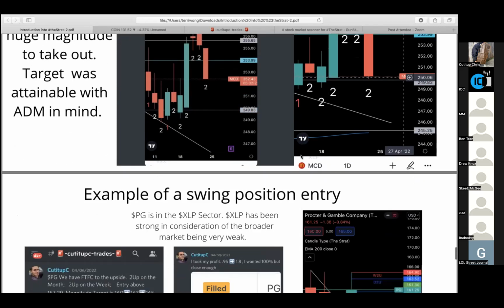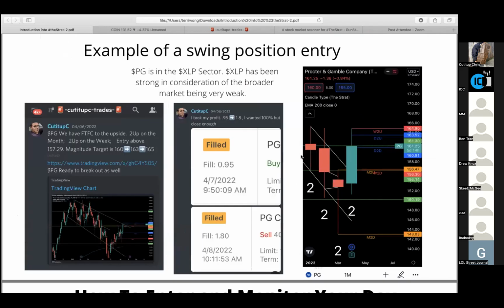And then this was an example of a swing position entry. So PG is in XLP. Right here, PG, we have full time frame continuity to the upside. It was a 2 up on the month, a 2 up on the week. What does that tell us? There's buyers here. We're going green.